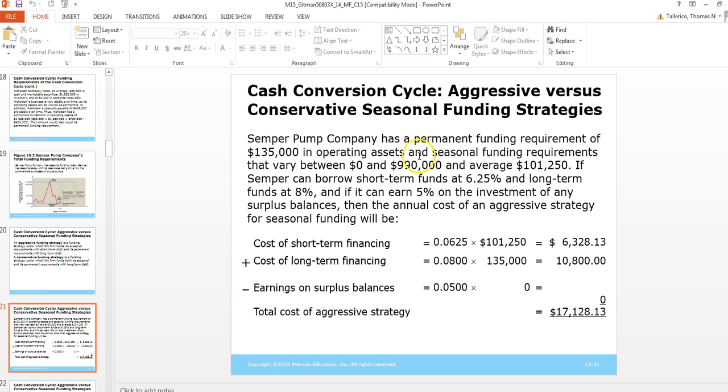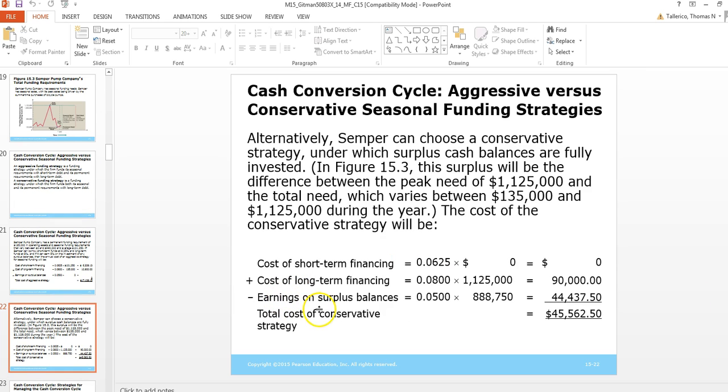So here's a whole layout of a cash conversion cycle. And again, I suggest you go through this little by little and look at the different terms here. And if you have any questions about any of this math that's going on, let me know, okay? Or just email me. And here's the cost of the short-term financing. Here's the cost of the long-term financing. And here's the earnings on surplus balances, which in this case are none. So here is your total cost of an aggressive strategy, right? This is an example of an aggressive strategy.